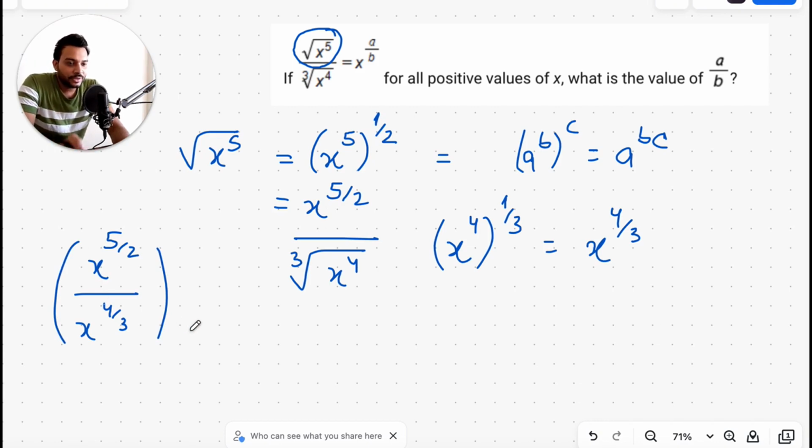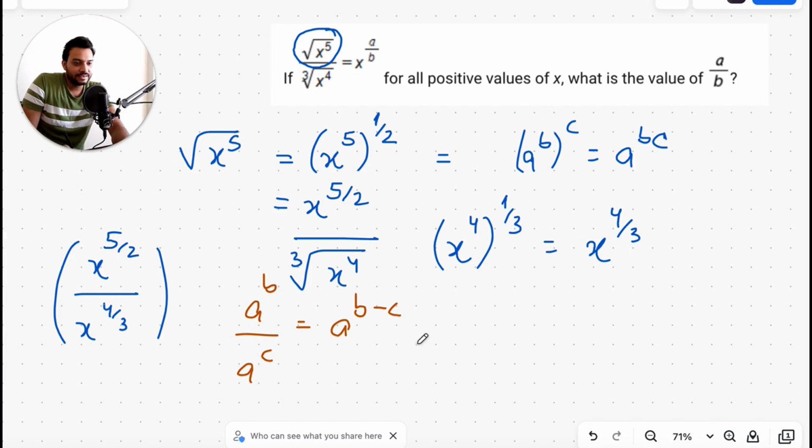Which exponent rule are we going to use next? There could be many. The one we're going to use for simplicity is a raised to the power b divided by a raised to the power c is equal to a raised to the power of b minus c. According to that, x raised to the power 5/2 upon x raised to the power 4/3 is equal to x raised to the power 5/2 minus 4/3.